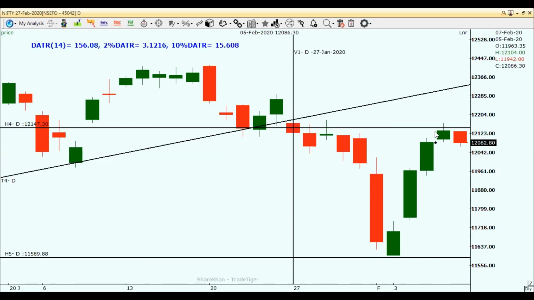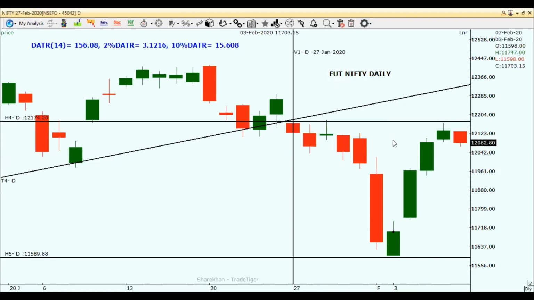So we'll have to see if the price is able to move above 12,170 or so. This is the futures Nifty daily chart. So the current resistance from the daily chart, what we see here, is 12,180. If this resistance level is broken, then price tends to move up slowly.